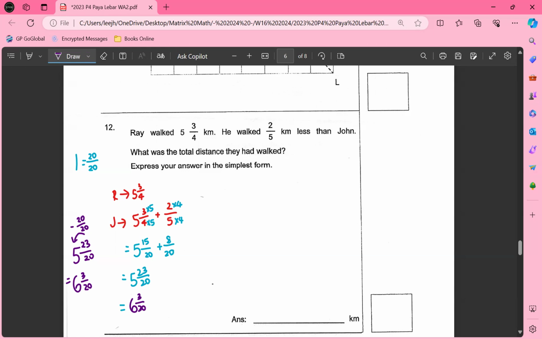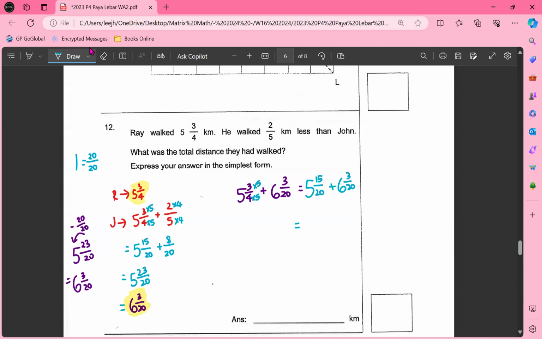So to find the total, I'm just going to add it together. So this will be Ray, this will be John. Okay, so I'm just going to take 5 wholes 3/4 plus 6 wholes 3/20. You have to change the denominator to the same. So this one just times 5, because you can change it to 20 for this. So it'll be 5 wholes 15/20 plus 6 wholes 3/20.